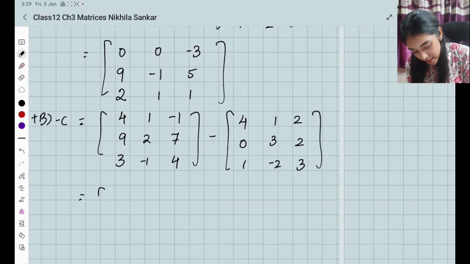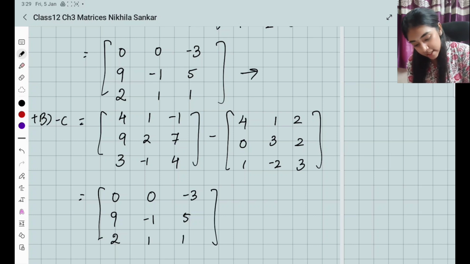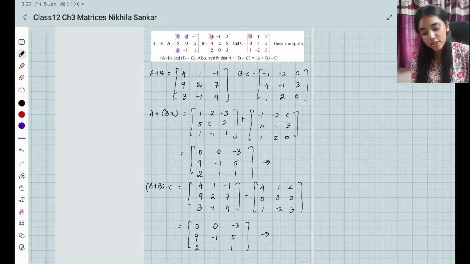Now, let me subtract. I'm going to have 4 minus 4, 0. 1 minus 1, 0. Minus 1 minus 2 is going to be minus 3. 9 minus 0, 9. 2 minus 3, minus 1. 7 minus 2, 5. 3 minus 1, 2. Minus 1, minus of minus 2 is going to be plus 1. 4 minus 3 is going to be 1. I see that this and this are equal. Please copy.